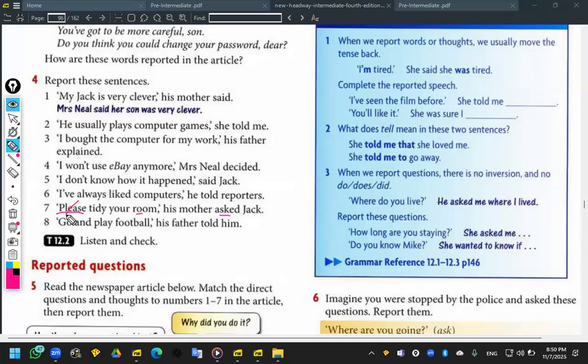Exactly. So be careful because you have to delete the interjections, and because it is imperative, you have to use to.